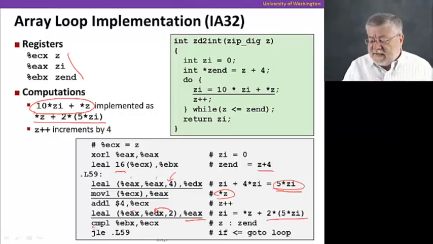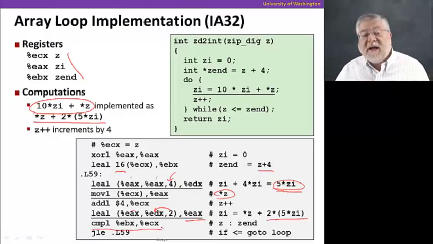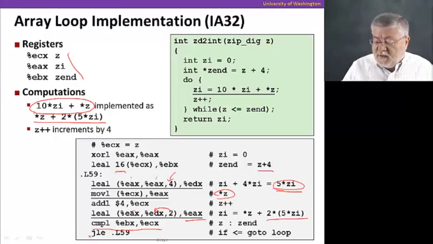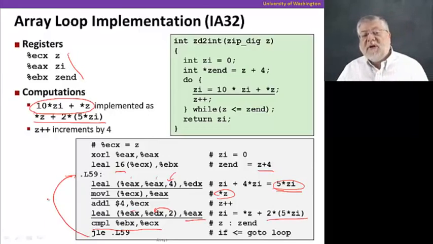Of course, we then do the test of the loop, comparing whether we're at the last address. If we are, we continue on, and if we're not, we loop back around to this label L59. All right, so that is the assembly code implementation of this.